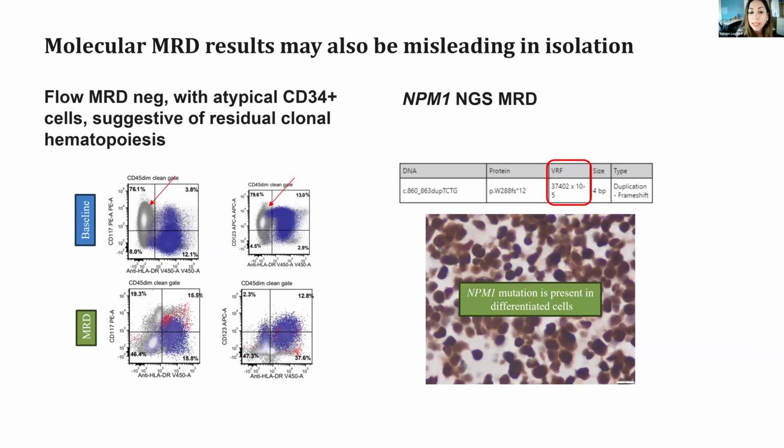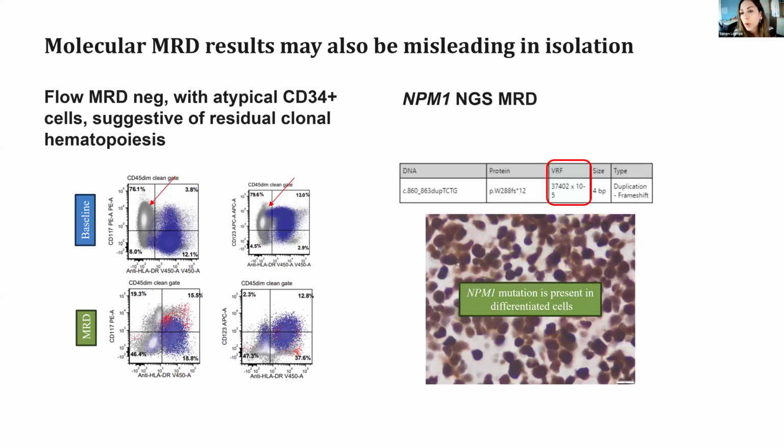This patient at baseline had an APL-like immunophenotype, this gray population here, that was positive for CD117, negative for CD34, positive for CD123, and negative for HLA-DR. If you look at the MRD sample by flow cytometry, where these blasts were, here now is completely empty. There's no flow cytometric evidence of disease, even though this patient had an adequate sample.